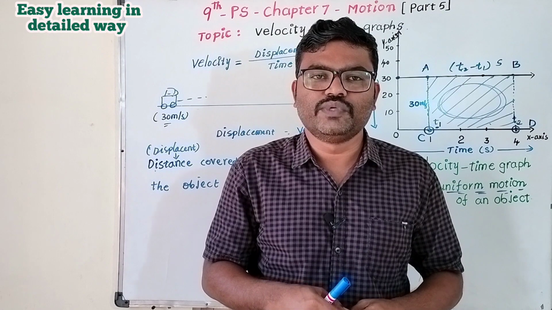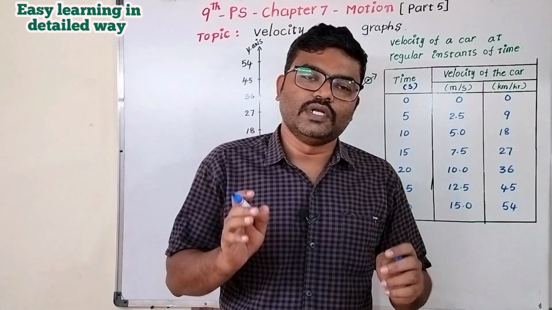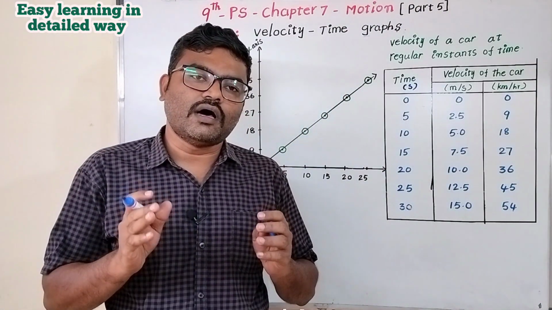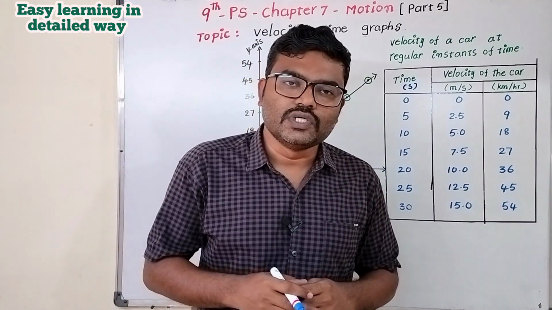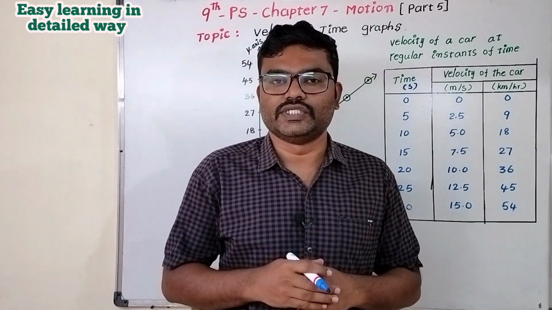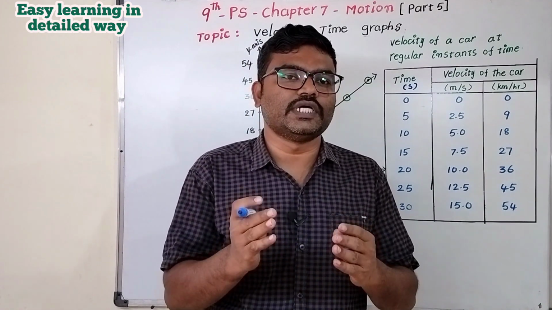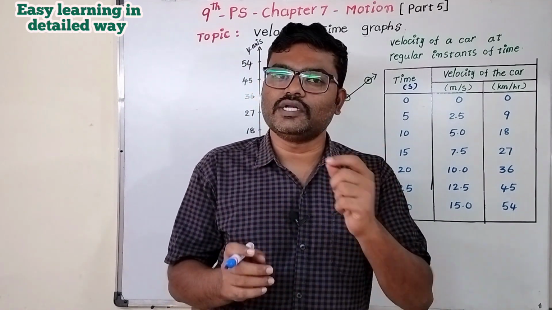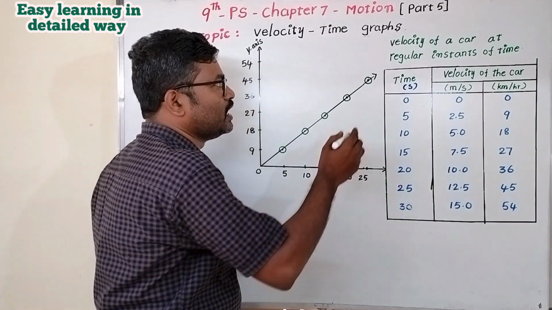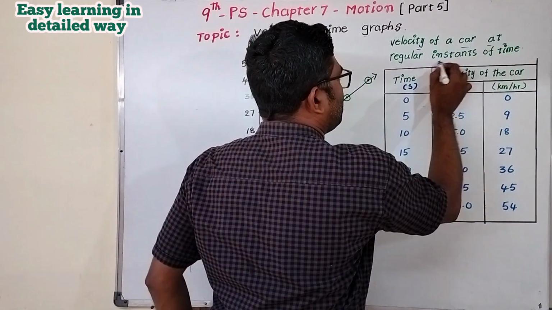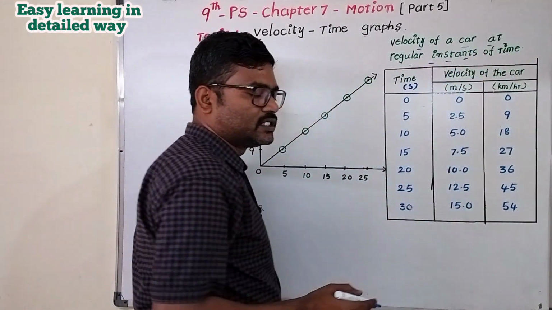Now let's consider a car is moving with uniform acceleration. See, the rate of change of velocity of an object or a car is constant in this case. See velocity of a car at regular instants of time.